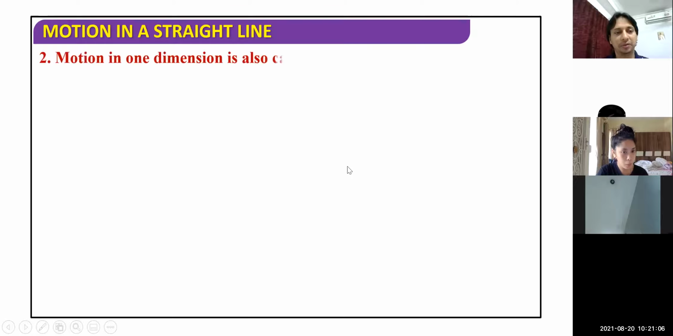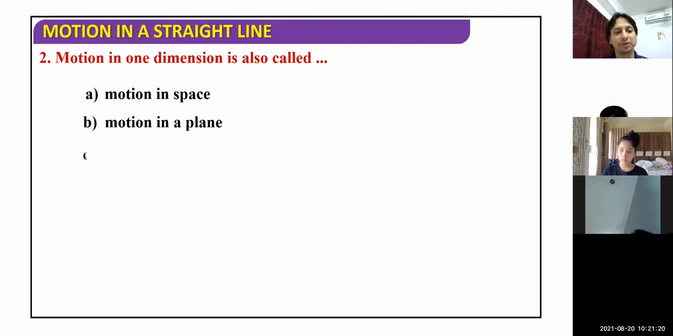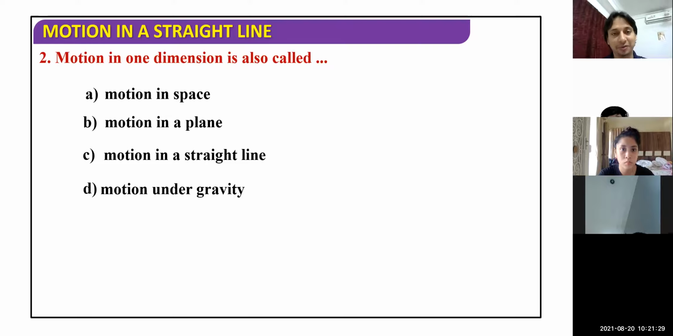And motion in 1 dimension is also called linear motion. Okay, let's see what options they have. Motion in space, motion in plane, motion in straight line. Linear motion or straight line, both are same. Motion under gravity, no.